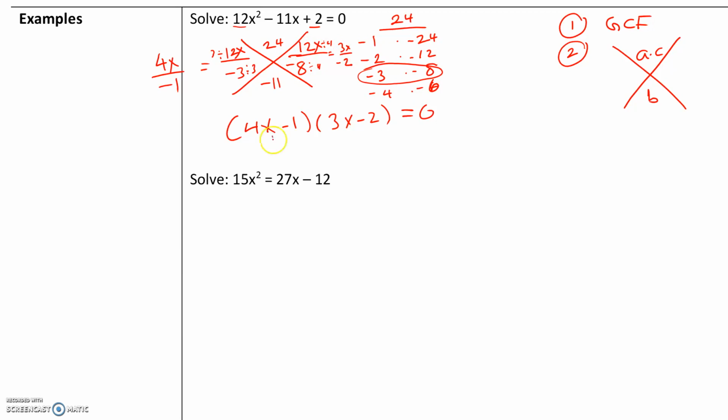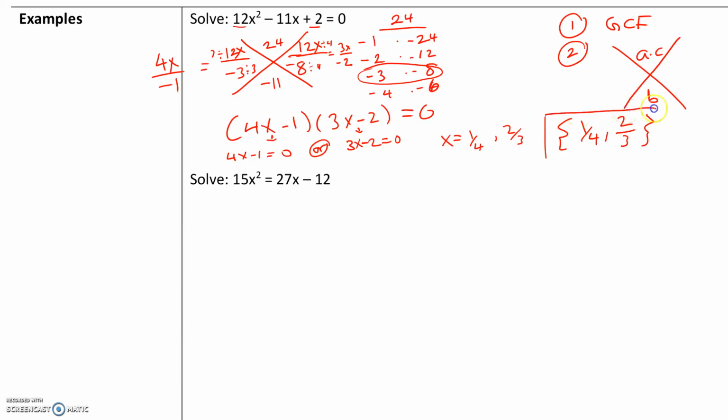Then, by the zero product property, if these two terms multiply to be 0, then either 4x minus 1 must equal 0 or 3x minus 2 must equal 0. Okay, so this means that x equals 1/4 if I solve this equation, or x equals 2/3 if I solve this equation. So my solution set is going to be 1/4, comma 2/3.